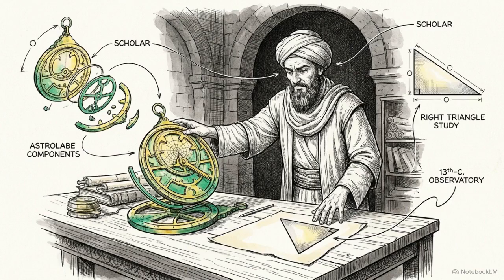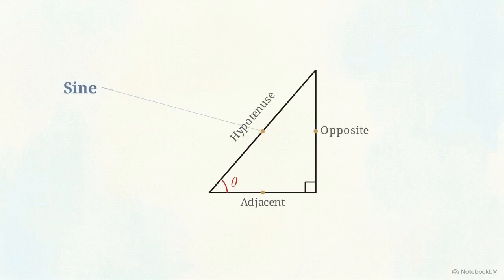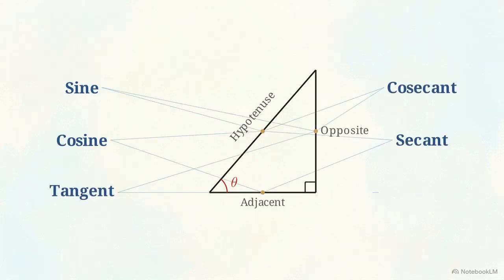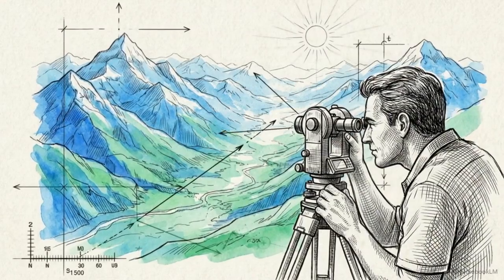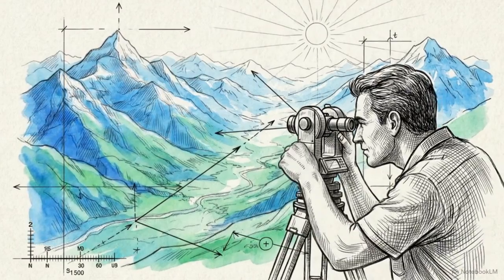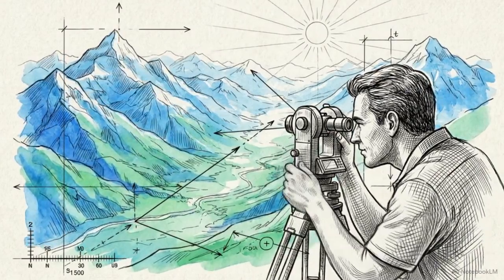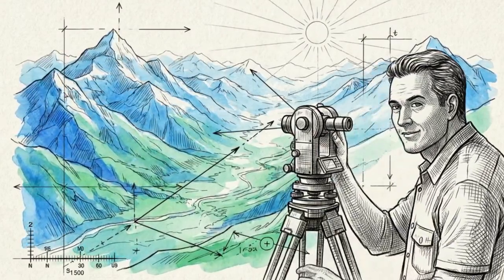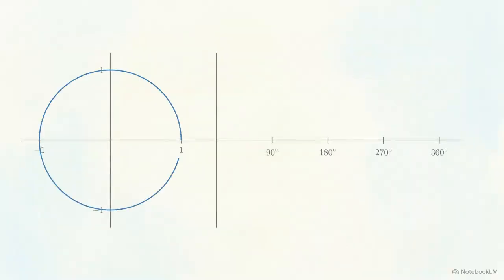By the 13th century, scholars like Al-Tusi had fully separated these tools from their astronomical origins, establishing comprehensive proofs for all 6 trigonometric functions as an independent discipline. By isolating the relationship between angles and side lengths, they created a universal toolkit capable of calculating the dimensions of any triangle in existence.